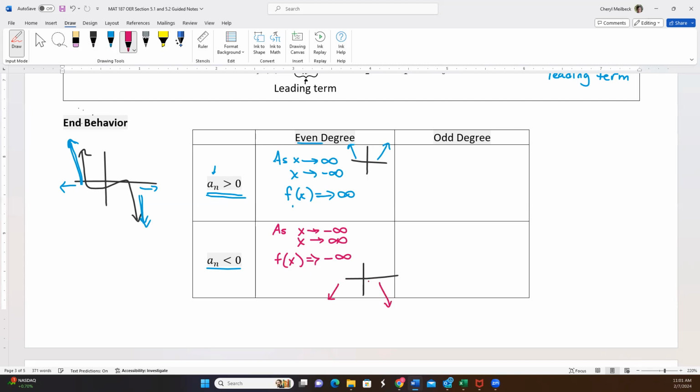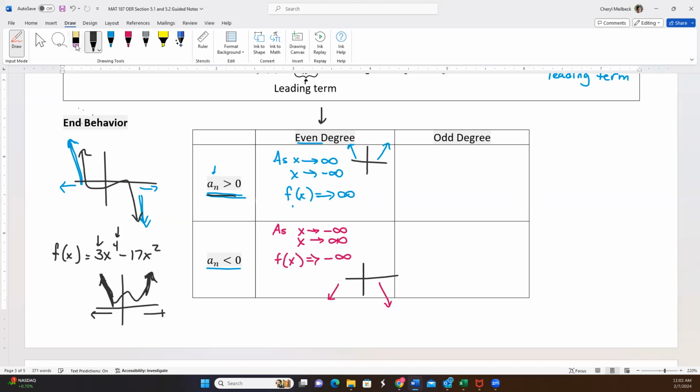I'm not talking about what happens in the middle, but let me give you an example. Say we have the function f of x is 3x to the fourth minus 17x squared. My lead term has an even degree, so we're in this column, and my lead coefficient is positive. So the end behavior as x approaches negative infinity or positive infinity, both ends go up.